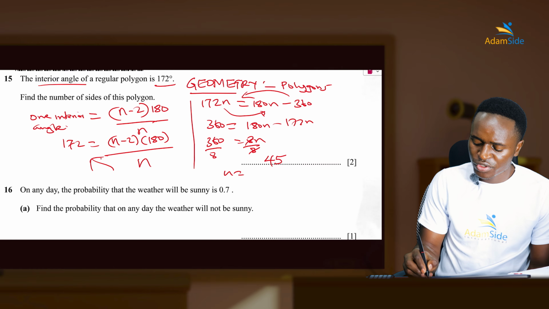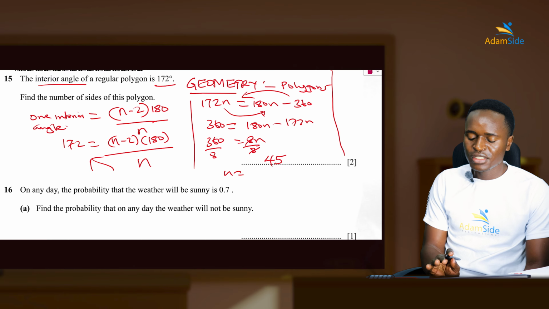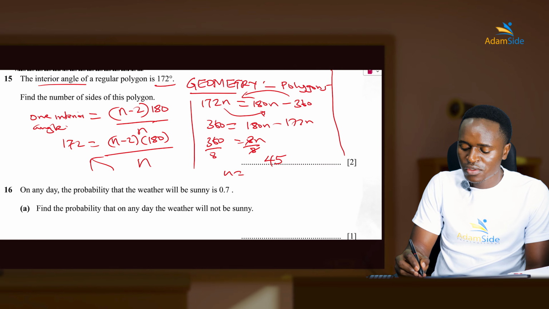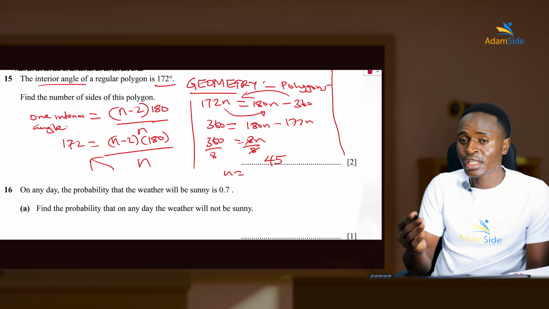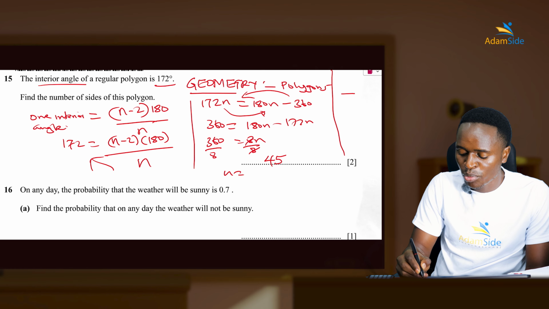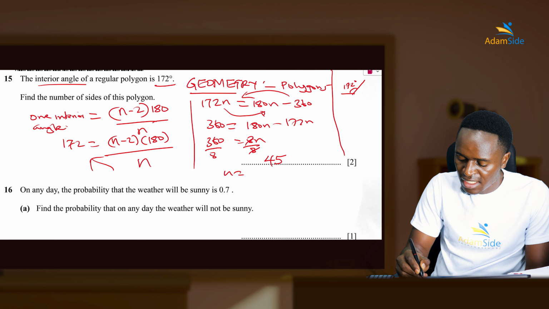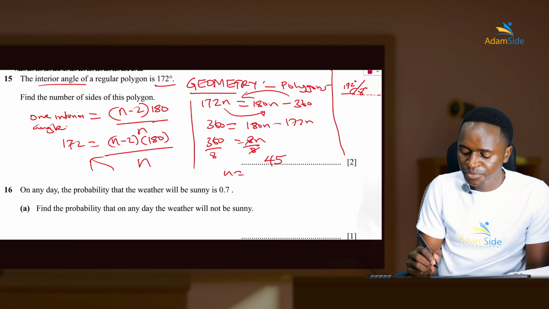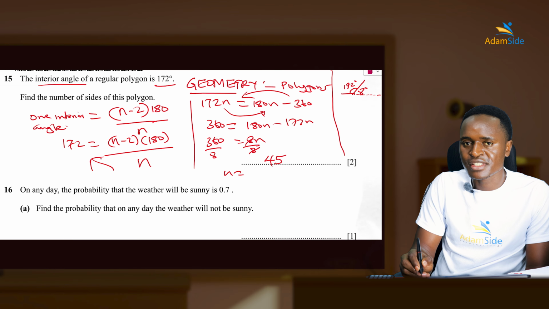Another approach that you can use for this question. We know that in polygons, interior and exterior angles are always in a straight line. So for example, if this is my polygon, and this is 172, I still have this straight line. So what is remaining for it to be 180 degrees is 8 degrees. So my exterior angle is 8. My interior angle is 172.